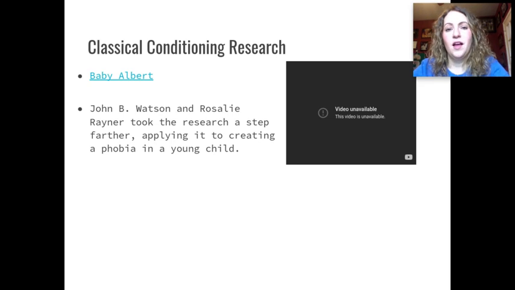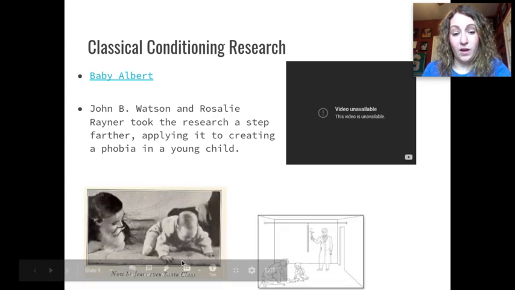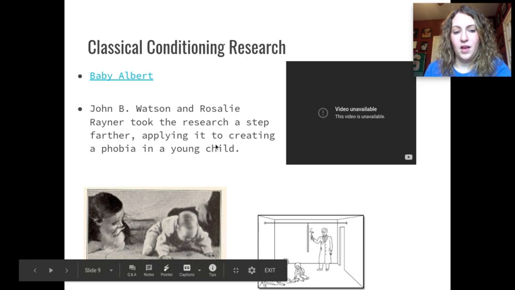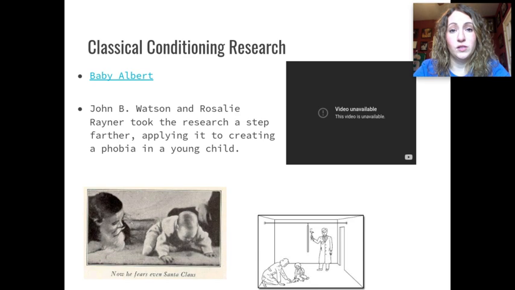Here's the thing though. They took this baby, and do I have a picture of the baby? Okay, here we go. Here's a picture. They took this baby, and they know that we naturally have a fear of loud noises. So what they did is they paired these loud noises that we naturally have a fear of.